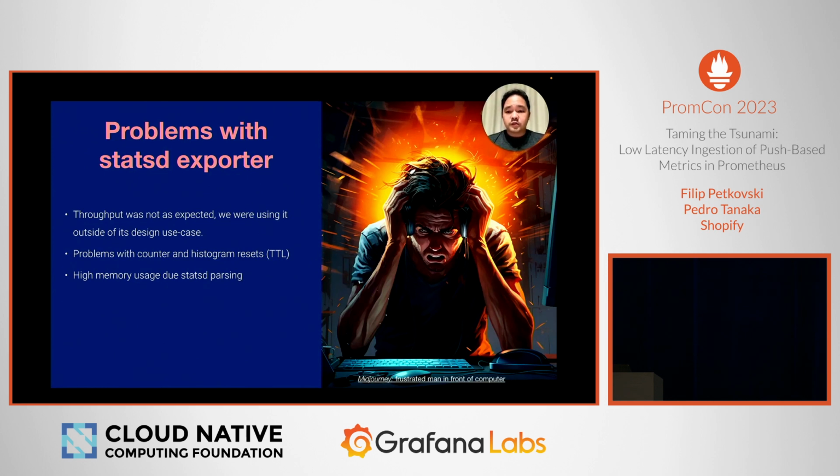We also had problems with the StatsD exporter itself. As I mentioned, the throughput was not as expected, and we also knew that we were using it outside of its use case, where it's usually deployed as a sidecar to the applications you are observing. We had some problems with counter and histogram resets due to the TTL we were using to deal with churn of metrics in the exporters, and this will probably be solved by the created timestamp being introduced in Prometheus. We also had high memory usage due to the StatsD parsing algorithm, which was creating a lot of strings in memory during parsing.